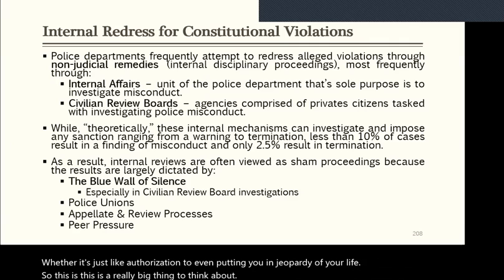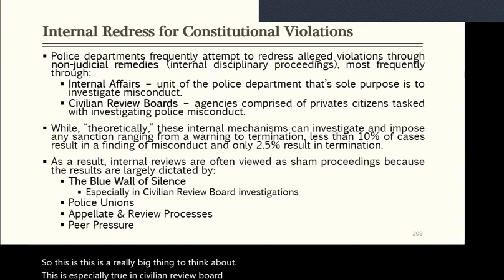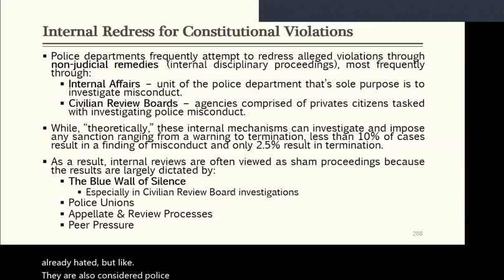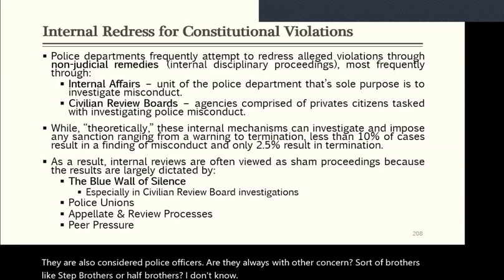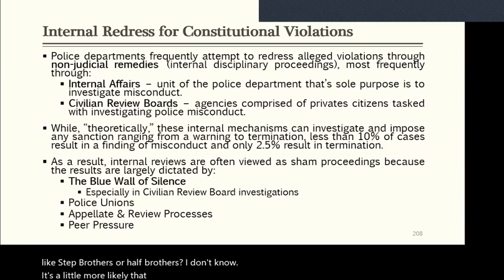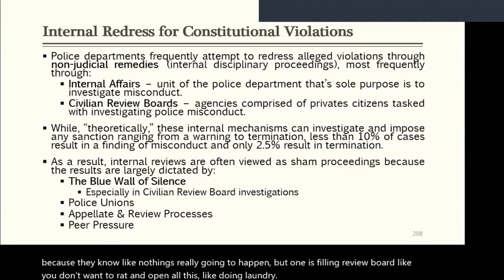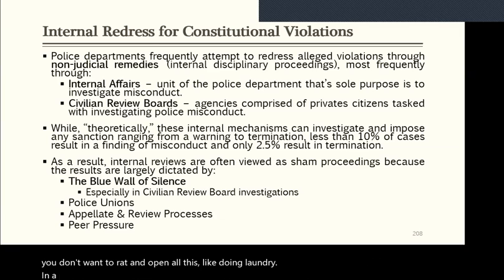This is especially true in civilian review board investigations, because internal affairs are already hated, but they're also considered police officers. I mean, they are police officers, but they're considered sort of brothers, like step brothers or half brothers. I don't know. So it's a little more likely that they're going to be more forthcoming with internal affairs because they know nothing's really going to happen. But when it's a civilian review board, you don't want to rat and open all this dirty laundry in a proceeding that's generally public and whose information is open to the public, right? And so you're going to be much more gun shy to do it.